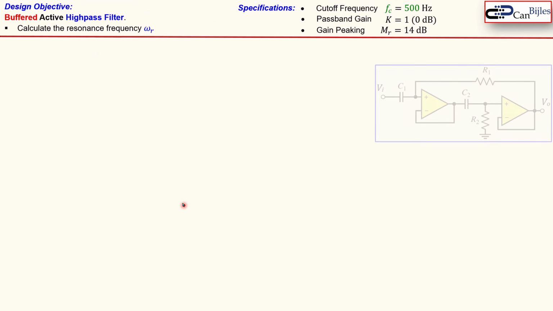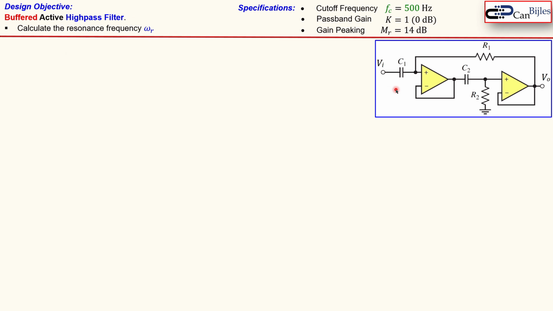Okay, let's go now to our design example and use this circuit, which is the buffered second order high pass filter. And we'll also calculate at the end our resonant frequency for this circuit. The specification for our design is 500 Hz, which is our cutoff frequency. The passband gain must be 1 or 0 dB, so that means the high frequency gain. And our gain peaking, in this case MR, is 14 dB, which is quite high.